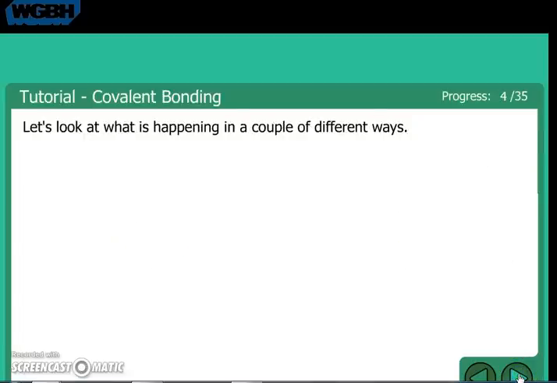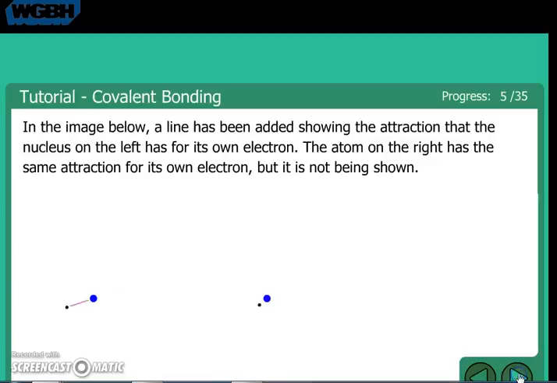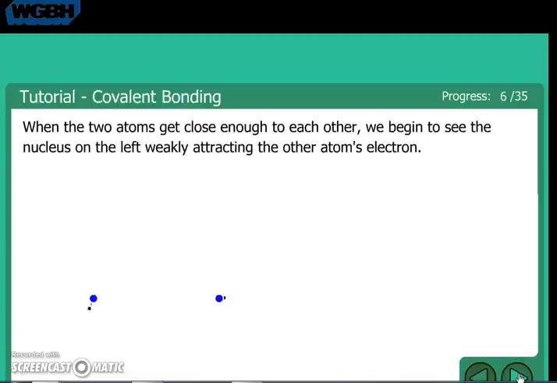Let's look at what is happening in a couple of different ways. In the image below, a line has been added showing the attraction that the nucleus on the left has for its own electron. The atom on the right has the same attraction for its own electron, but it's not being shown. When the two atoms get close enough to each other, we begin to see the nucleus on the left weakly attracting the other atom's electron. So they're trying to actually attract each other's electron.